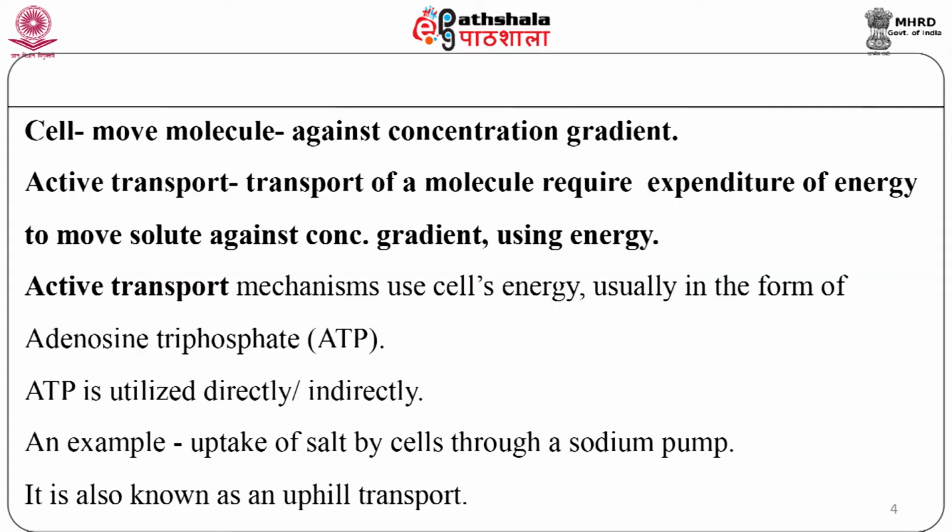Cell needs to move molecule against concentration gradient too. Active transport is a transport of molecule which requires expenditure of energy to move solute against the concentration gradient. Active transport mechanisms use cell's energy usually in the form of ATP, that is adenosine triphosphate. In case of primary active transport, ATP is utilized directly. It is an uphill transport.